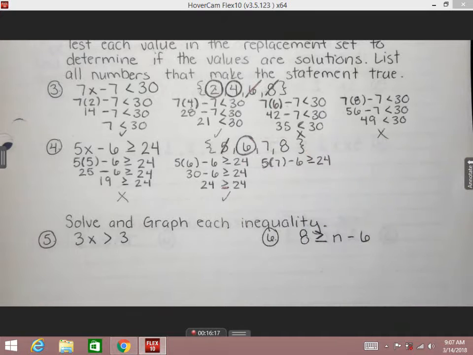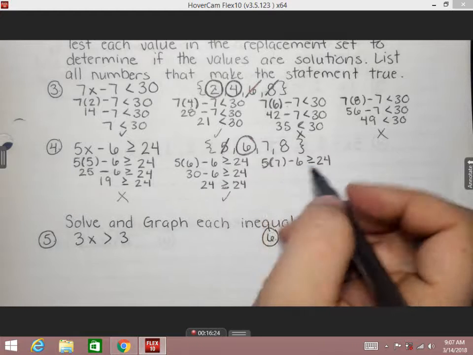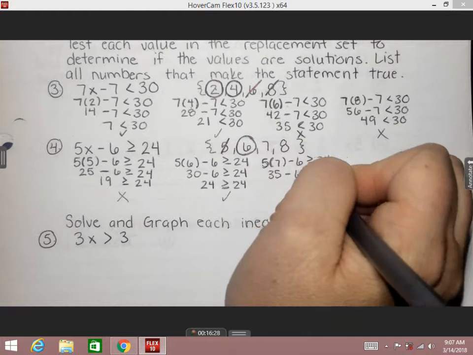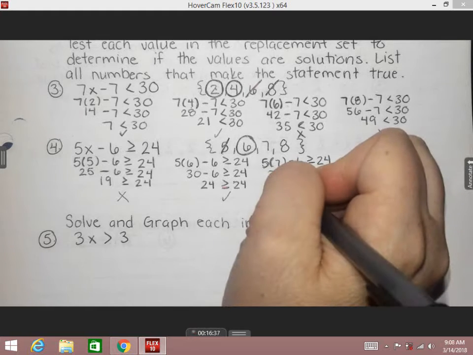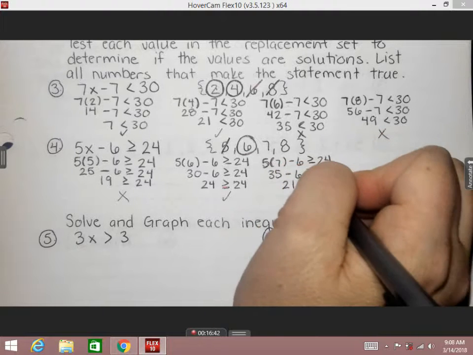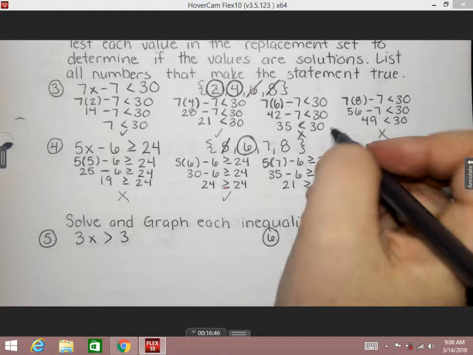All right, what do I have to do first here, Ella? Five times 7, which is 35, minus 6, greater than or equal to 24. All right, what's going to be next, Faith? 35 minus 6, which is 29. Oh, 29, thank you. Okay. So 29.